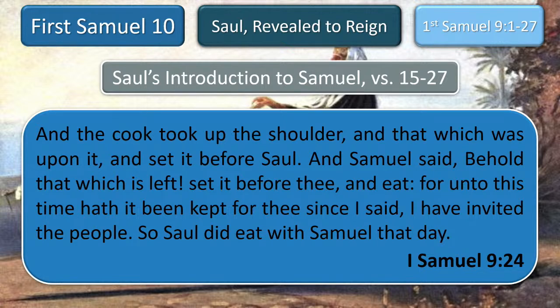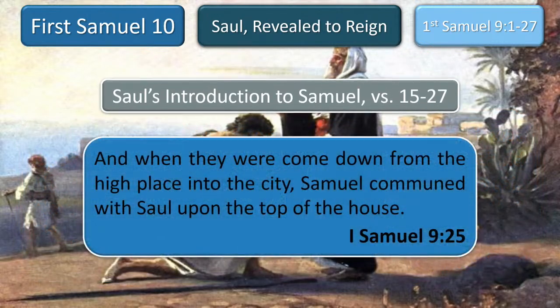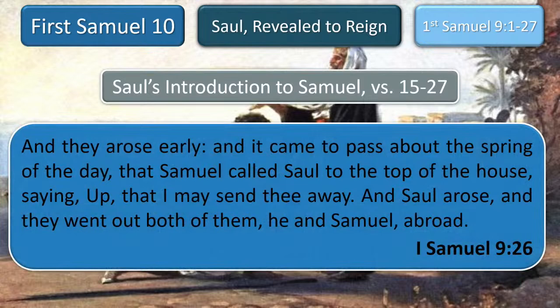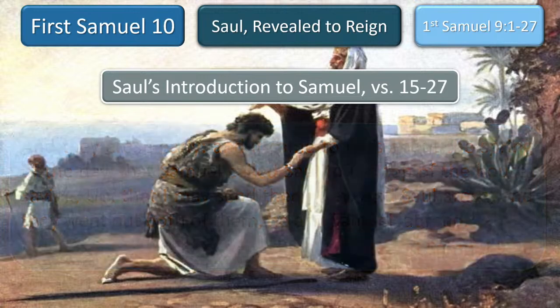And Samuel said, behold, that which is left, set it before thee and eat, for unto this time hath it been kept for thee, since I said, I have invited the people. So Saul did eat with Samuel that day. I got to go quickly to finish this off. And when they were come down from the high place into the city, Samuel communed with Saul upon the top of the house. And they arose early, and it came to pass about the spring of the day that Samuel called Saul to the top of the house, saying, up, that I may send thee away. And Saul arose, and they went out, both of them, he and Samuel, abroad.